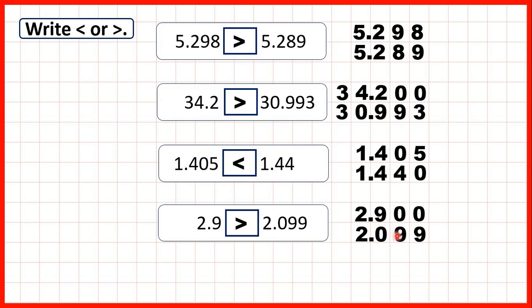It doesn't matter that the second number has more hundredths and more thousandths, because even 9 hundredths and 9 thousandths together is less than 1/10. Let's have a look at the numbers that we were comparing.